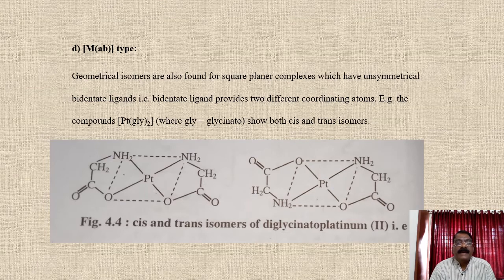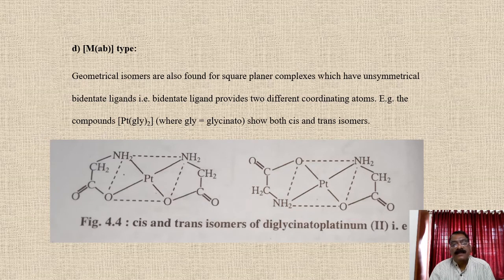Fourth one is the M(AB)2 type. Here AB is the bidentate ligand and M is the metal atom. Geometrical isomers are also found for coordination number four, that is square planar complexes, which have unsymmetrical bidentate ligands. That is, the bidentate ligand provides two different coordinating atoms. For example, the compound Pt(Gly)2. Gly means glycinato, and we have the cis and trans isomers of this complex.